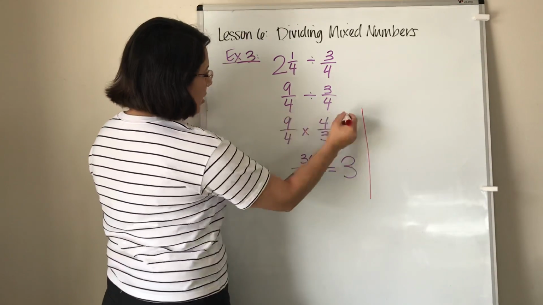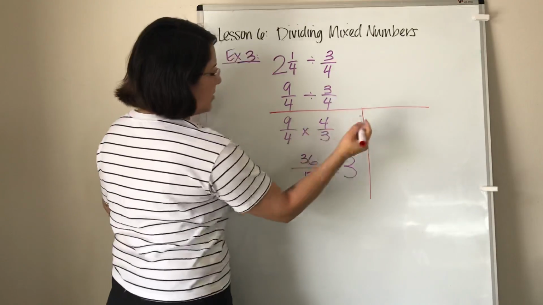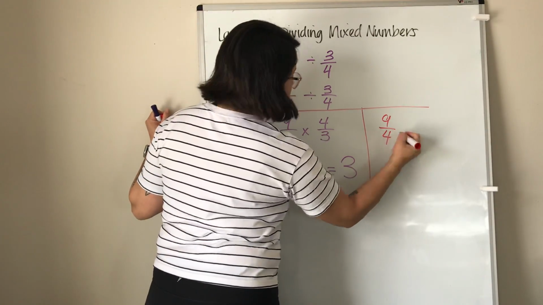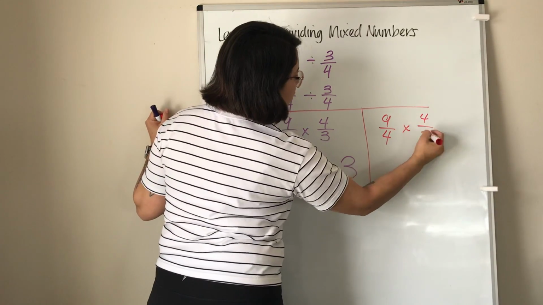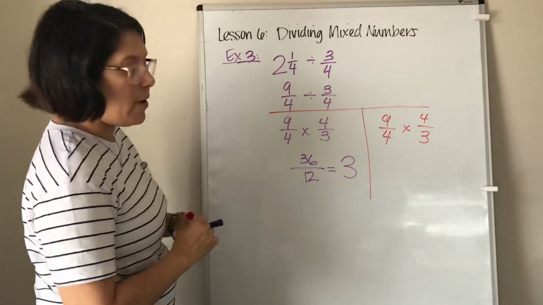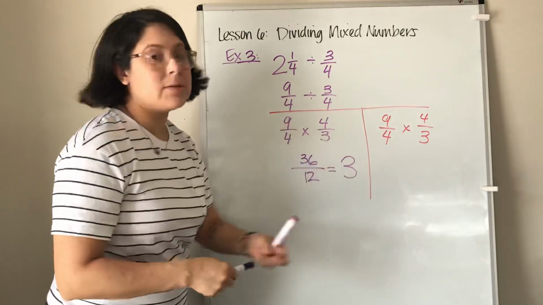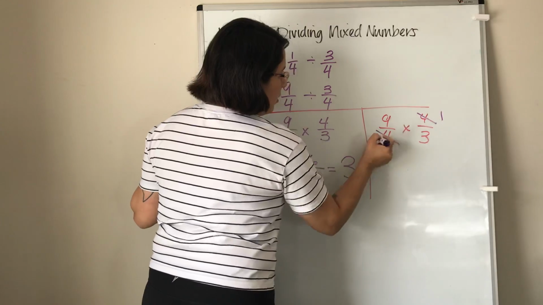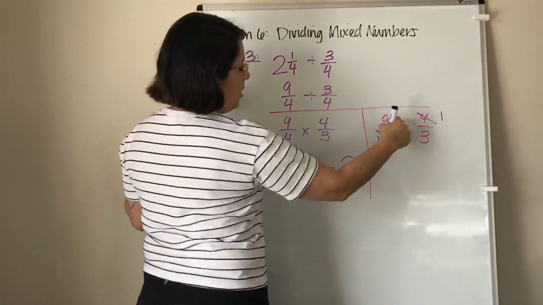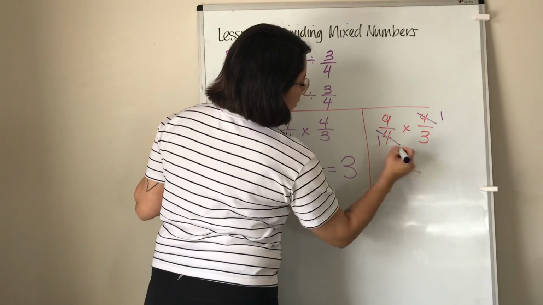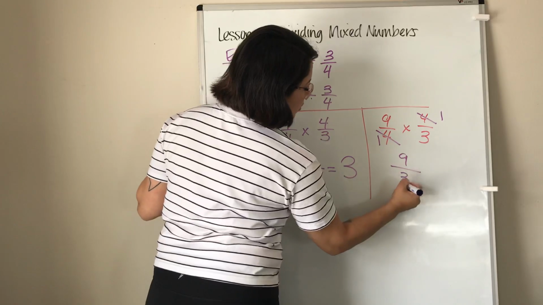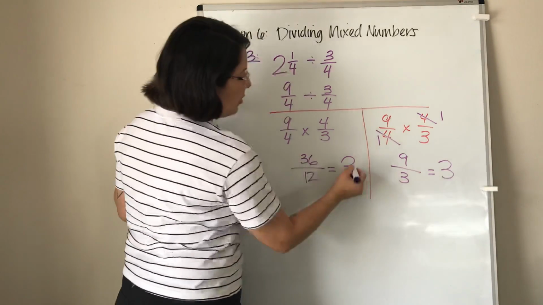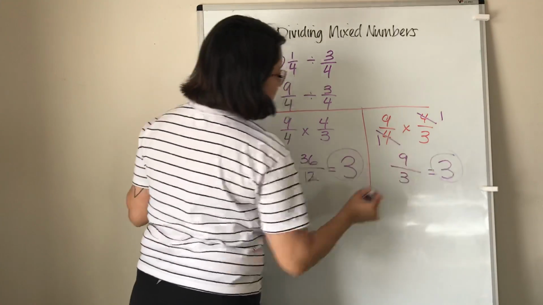Okay, here I am right here. I'm going to write the same one. 9 over 4 times 4 over 3. Okay, look at my 4s. I got 2 4s across from each other. I can factor those out and put 1 there instead. 9 times 1, 9. 1 times 3, 3. Okay, I got the same answer, see?